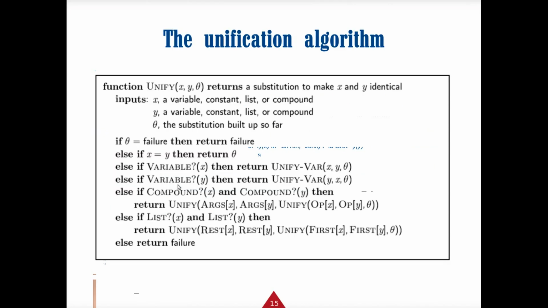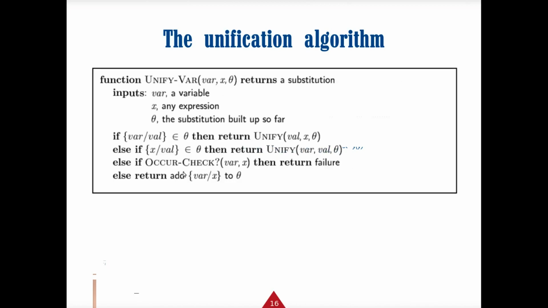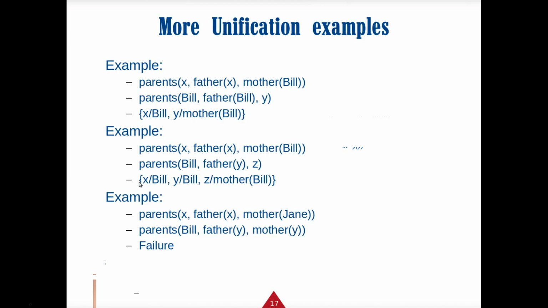And so this is the unification algorithm. It returns a substitution to make x and y identical. So basically what this does is it tries to find the different paths to go down and unify. And then here's a further expansion of it. And then examples of unification.